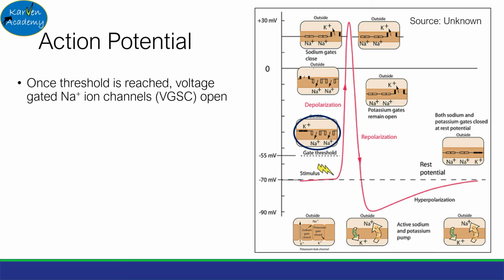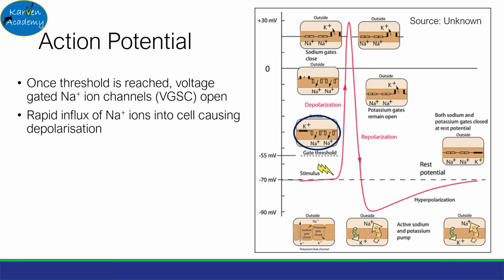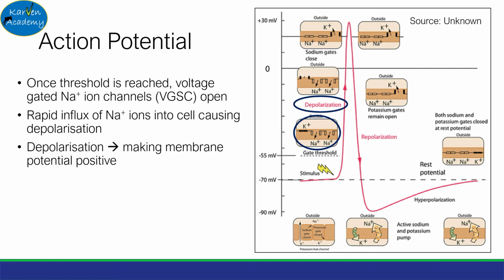So once threshold is reached, a special type of channel protein called voltage-gated sodium channels, VGSC for short, open, and this causes a rapid influx of sodium ions into the cell, causing it to depolarize. The word influx just means moving inside. The word depolarization means making the membrane potential positive, because the word de means opposite. Since a cell at rest is negative, it becomes positive when depolarized.